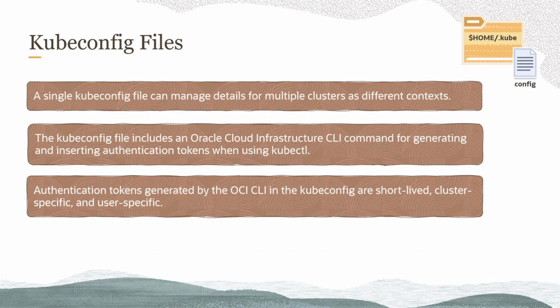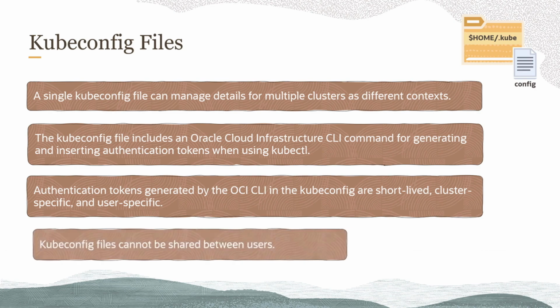The authentication tokens are short-lived, specific to the cluster, and tailored for individual users. In other words, you can't pass around a kubeconfig file like party invitations. Each user needs their own kubeconfig file to access the Kubernetes cluster, and this file cannot be shared between users.